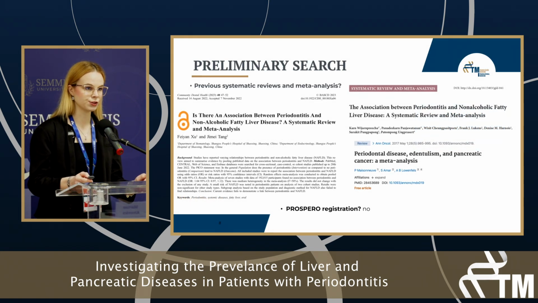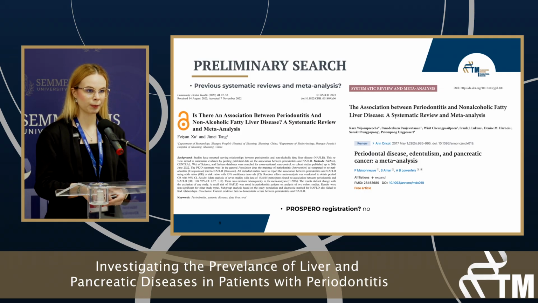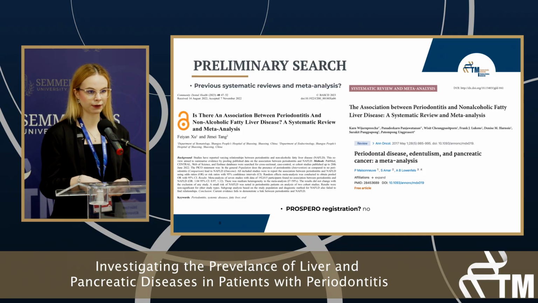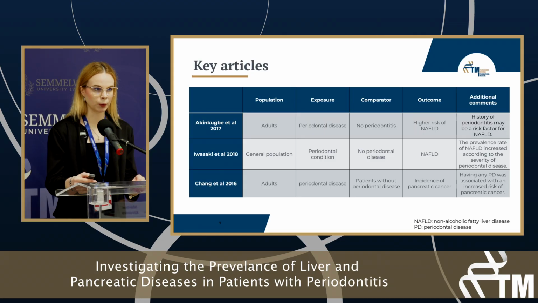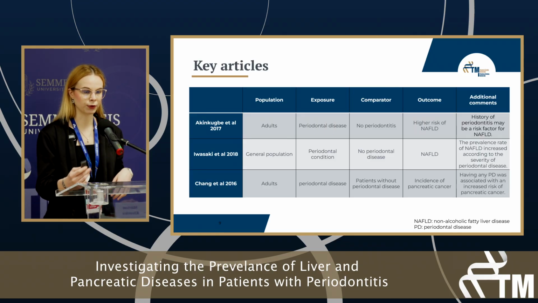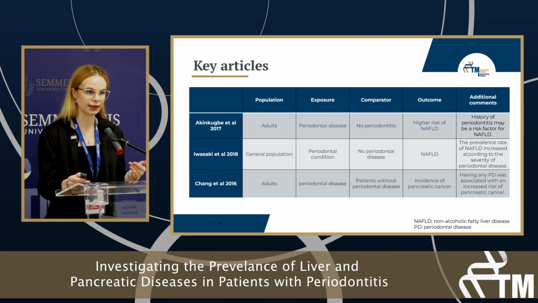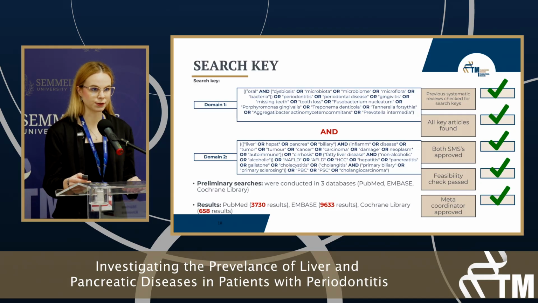Through preliminary research, I haven't found any Prospero registration or meta-analysis, but I have found some similar meta-analyses related to non-alcoholic fatty liver disease and pancreatic cancer. Here you can see some of my key articles using the population adults or general population exposed to a periodontal condition compared to no periodontal disease, and their outcome was a higher risk or incidence of the disease we want to talk about. Here you can see my search key.